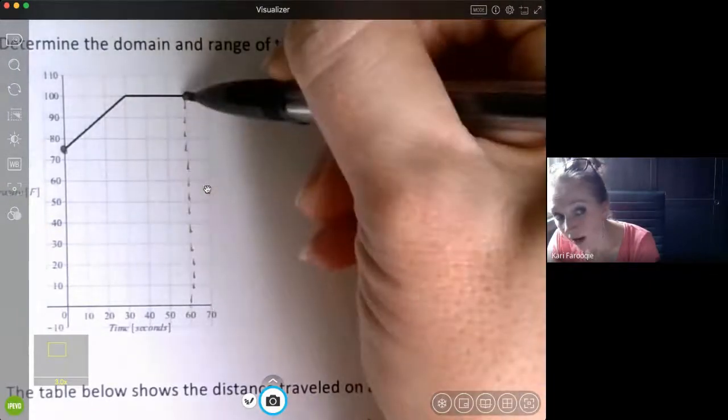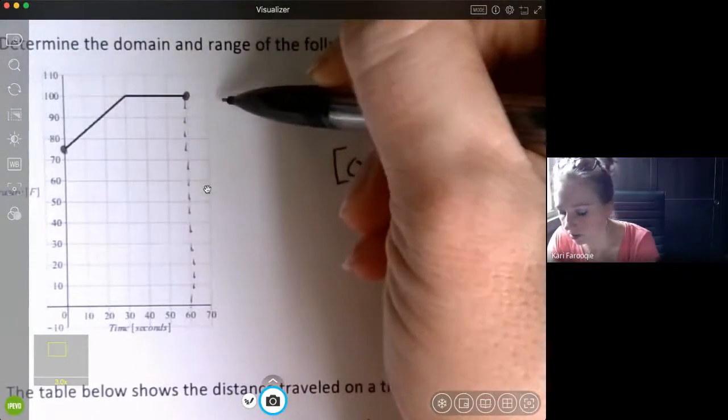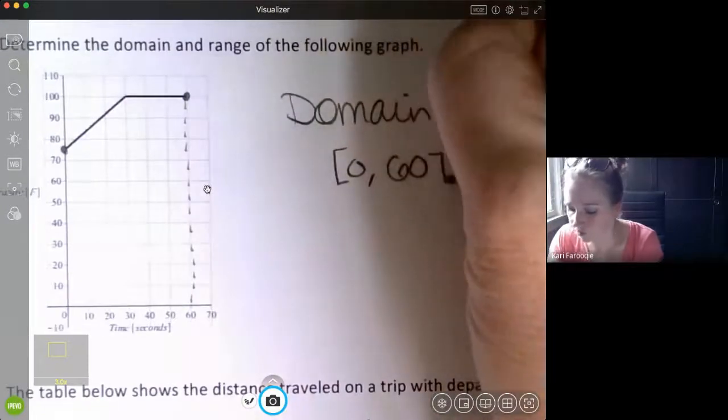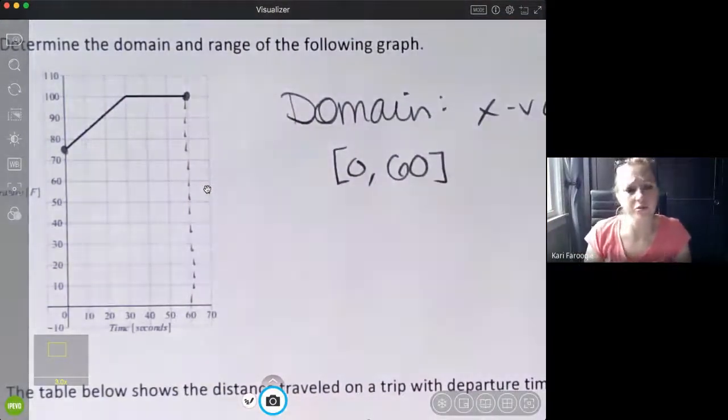Now, once we get past 60, there's nothing there. So 60 is going to be the largest value in our domain. And again, it looks like there's a point there. I'm putting a closed circle on it, so there definitely is a point there. So you can go ahead and put a bracket on that at 60.